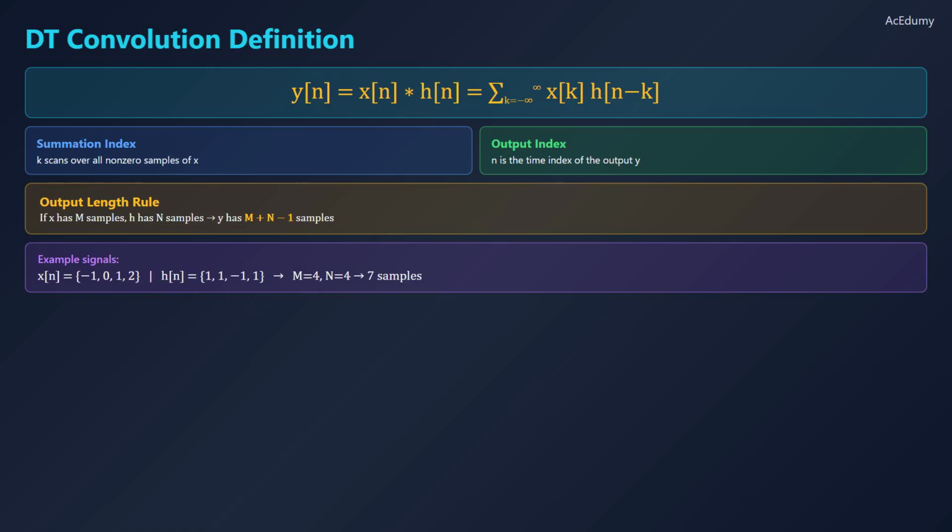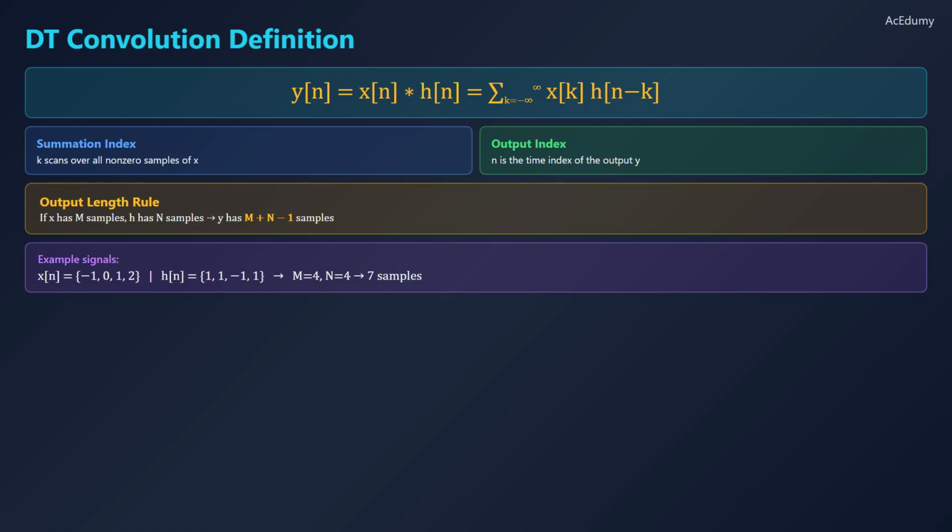Today we learn discrete-time convolution, the fundamental operation that describes how LTI systems process signals. Given two discrete-time signals x of n and h of n, their convolution y of n is defined as the sum from k equals -infinity to infinity of x of k times h of n minus k.